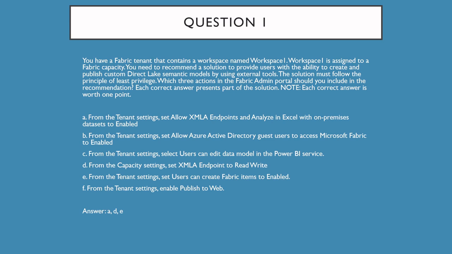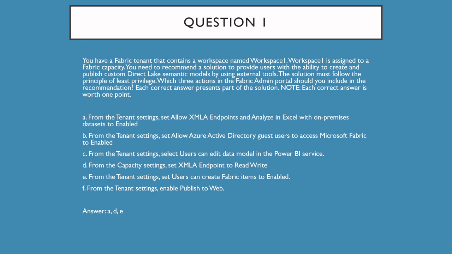A. From the tenant settings, set allow XML endpoint and analyze in Excel with on-premises dataset to enabled. B. From the tenant settings, set allow Azure Active Directory guest users to access Microsoft Fabric to enabled. C. From the tenant settings, select users can edit data model in the Power BI service. D. From the capacity settings, set XML endpoint to read write. E. From the tenant settings, set users can create Fabric items to enabled. F. From the tenant settings, enable publish to web.